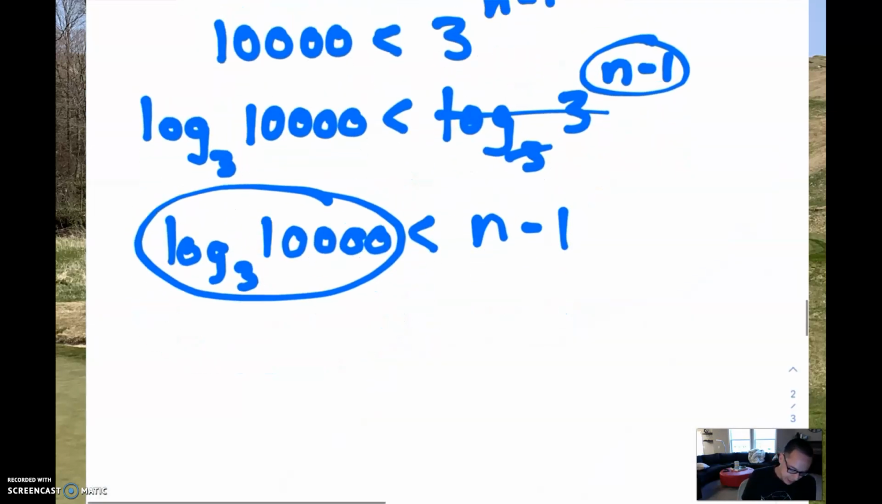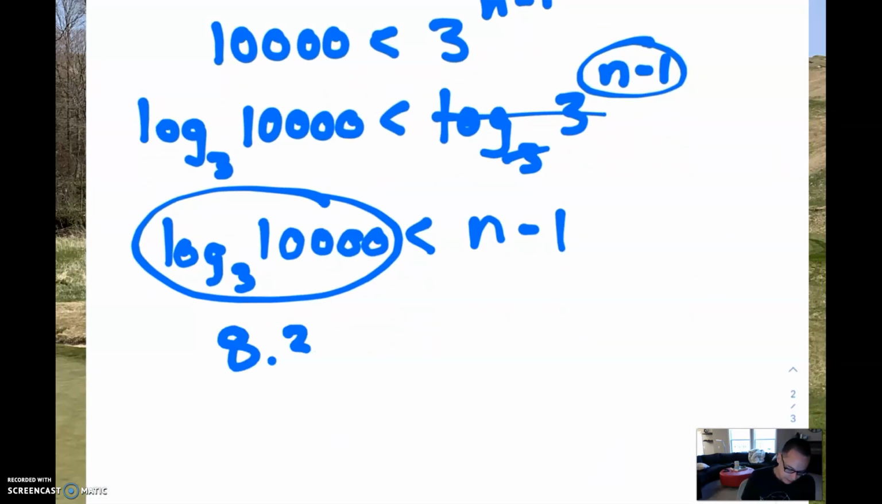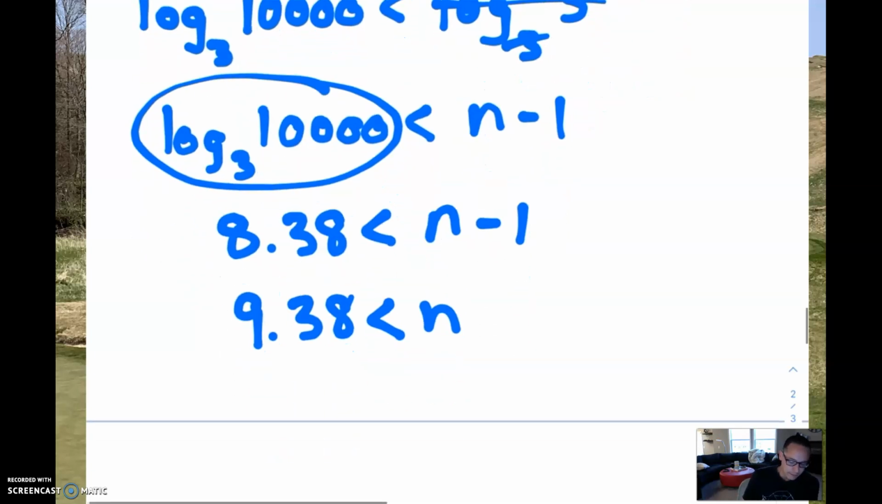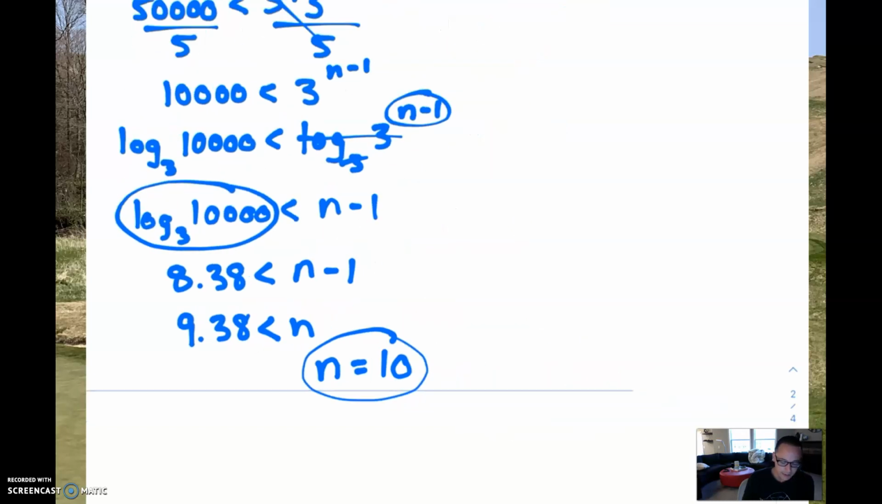So this becomes 8.38 is less than n minus 1. And then we can add 1 to both sides. That becomes 9.38. And if you read it from the variable, this means that n, the term number, has to be greater than 9.38. We're not rounding it down because we know that n has to be greater. So the first term that's bigger than that would be the 10th term. So n is going to be term number 10.